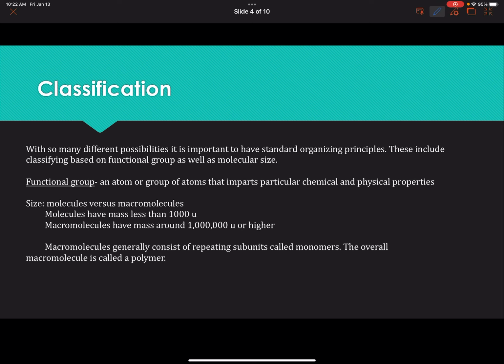Macromolecules, they're going to have a mass around 1,000,000 or higher. Macromolecules are generally going to consist of repeating units called monomers. These monomers, when they start to form these long structures with these large masses, are going to become known as polymers. So you guys have probably heard that term polymer. A lot of your clothing is made of polymers. A lot of plastics are made of polymers. Your body, your proteins are essentially polymers. They're big macromolecules consisting of long repeating units. And we're going to talk about those in some of our case studies.